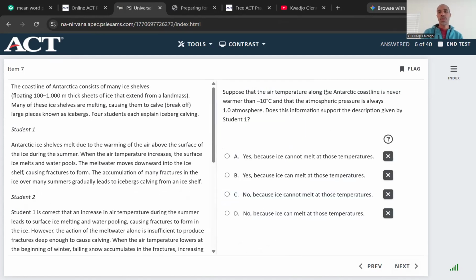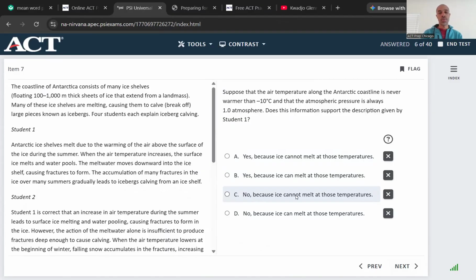Suppose that the air temperature along the Antarctic coastline is never warmer than -10 degrees, and that the atmospheric pressure is always 1 atmosphere. Does this information support the description given by student one? No, because it cannot melt at those temperatures, right? Because the freezing point of water is 0 degrees Celsius.